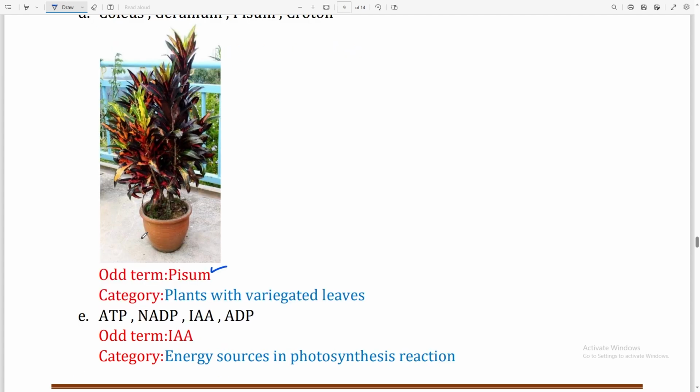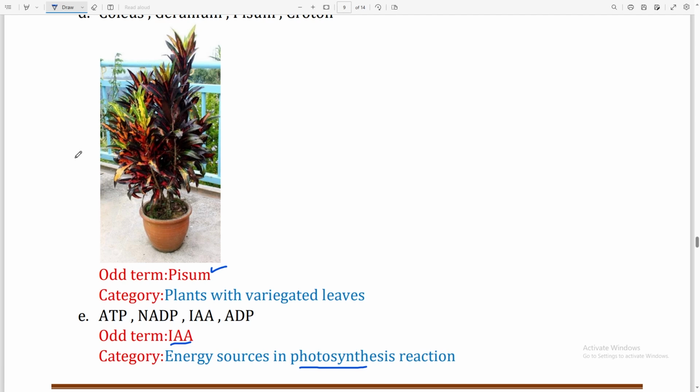ATP, NADP, IAA, ADP. Odd term is IAA, indole 3 acetic acid. This is a hormone, plant hormone, phytohormone. Category of others, ATP, NADP, ADP, all these are energy sources in photosynthesis reaction. So photosynthesis is the operative term. If you want to mention light reaction, also you have to mention the term photosynthesis.